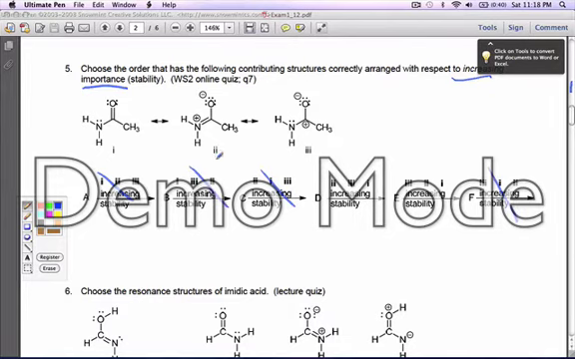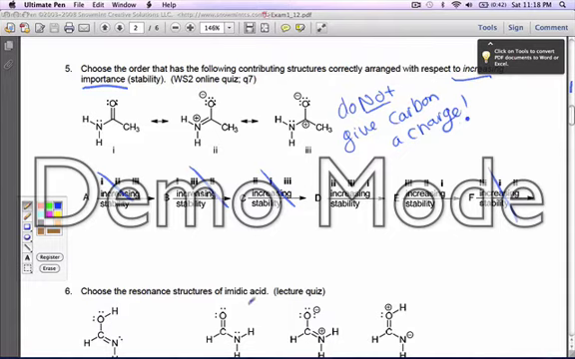Now, to determine between the stability of choice 2 and choice 3, we're going to go into a rule that I'm sure your professors and your TAs have beat into your head, and that is, do not give carbon a charge.